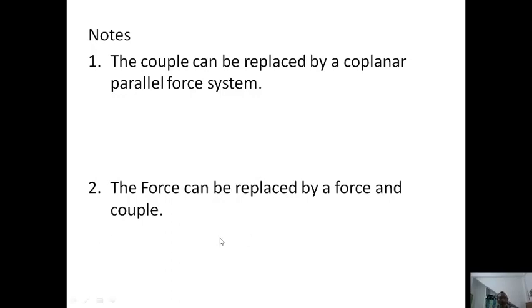So generally, if this is the force, this is equivalent to a force plus a moment, and a couple. This is what we want to say. A force can be replaced by a force and a couple.